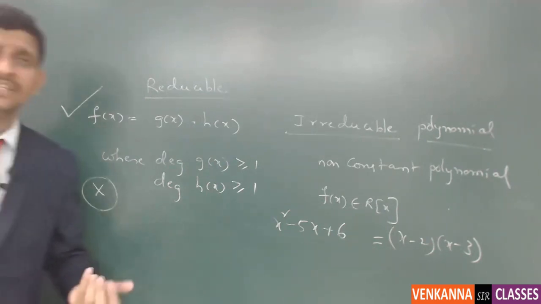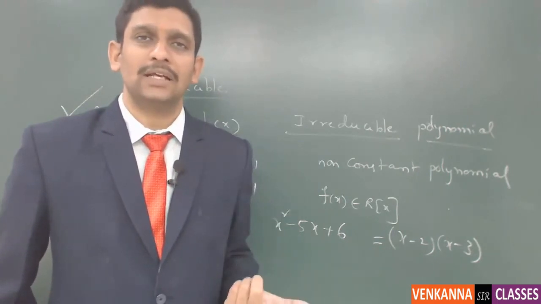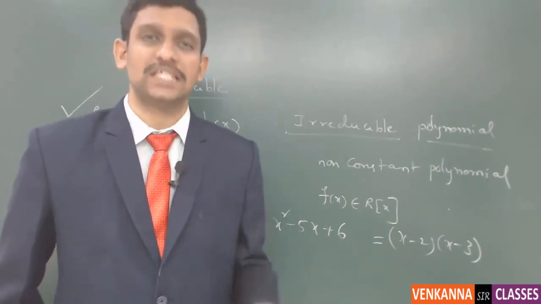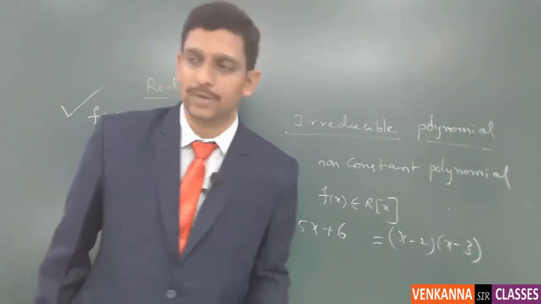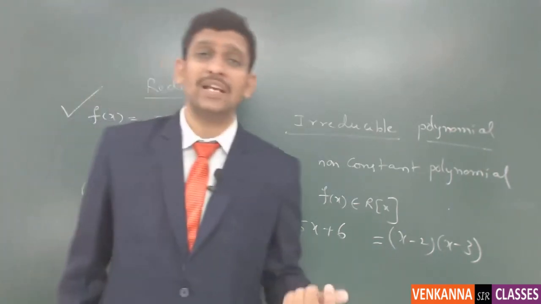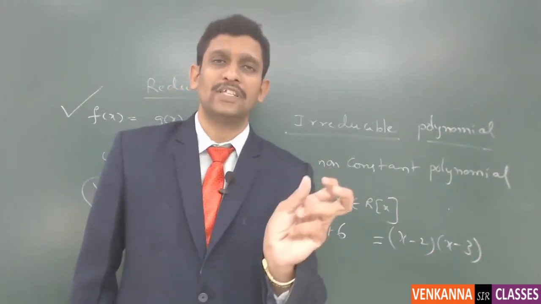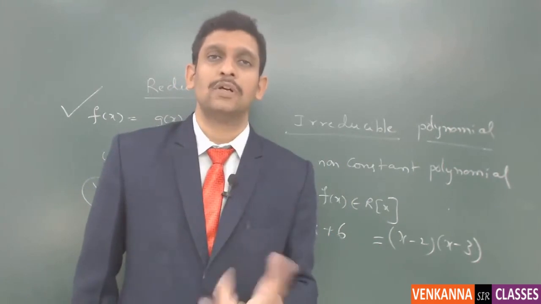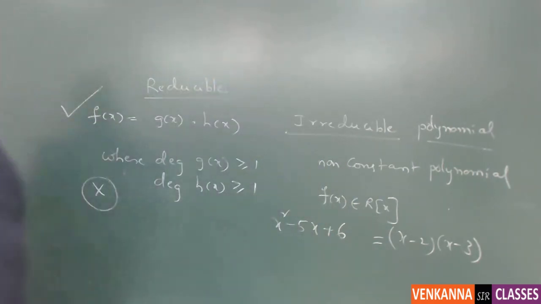In another way, if you are able to find a root of a polynomial, then it is reducible if a root exists. If no root exists, it means it is irreducible, because as and when a single root you have calculated, then immediately you can write f of x as a product of two factors. So it can be reducible. Clear?